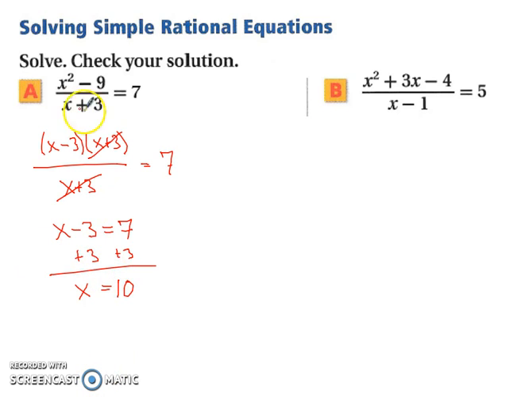And to check, if we plug that 10 back in, we've got 10 squared minus 9, which leaves you with 91, and then you have 10 plus 3, which is 13. 91 divided by 13 is in fact 7, so we're good to go.